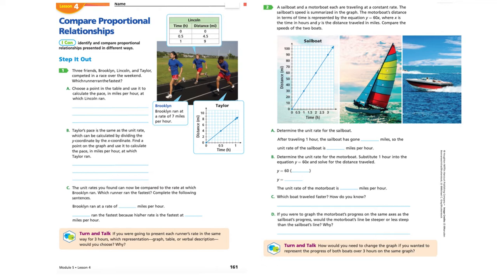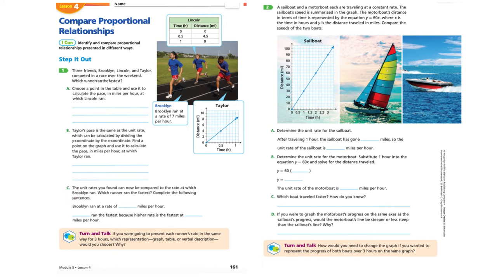So they want you to first look at Lincoln's information and calculate his pace in miles per hour. And then in B, they say Taylor's pace is the same as the unit rate, which can be calculated by dividing the y-coordinate by the x-coordinate. Find a point on the graph and use it to calculate the pace in miles per hour at which Taylor ran. So they're asking you to find Taylor's unit rate. And you can find the point on the graph. It's there somewhere that shows you how many miles per 1 hour for the unit rate.